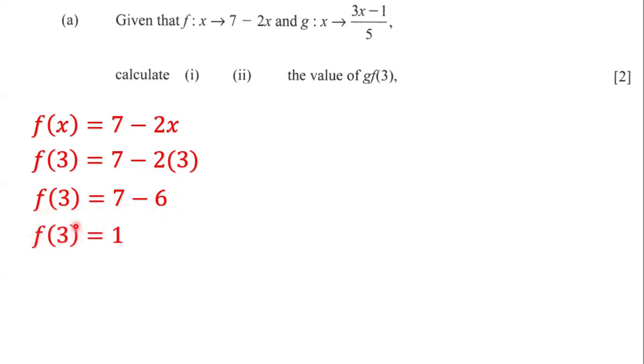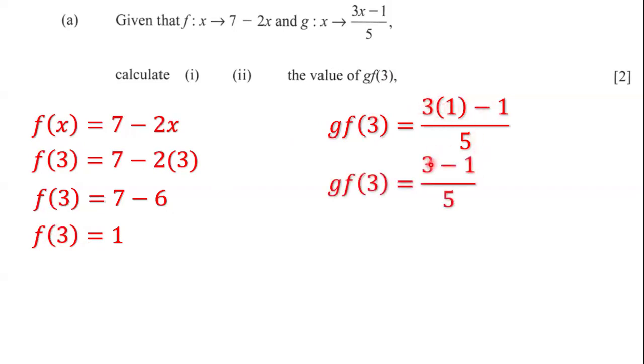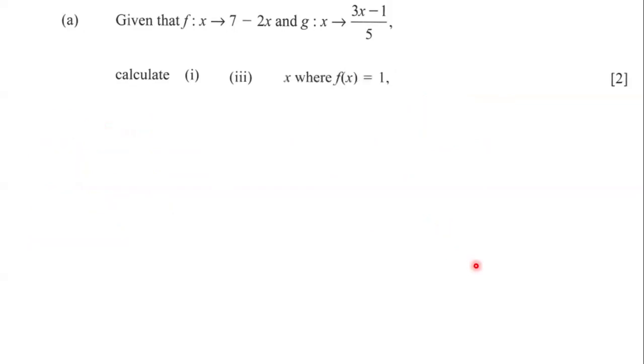And so we have to take f of 3, which is equal to 1, and put it inside of this function g. And so g of f of 3 is going to be 3 times 1. Why 1? Because 1 is equal to f of 3. And so we have (3 times 1 minus 1) all over 5. 3 times 1 is 3. We have 3 minus 1. Put that all over 5. And 3 minus 1 is 2. So we have 2 over 5. So g of f of 3 is equal to 2 over 5.